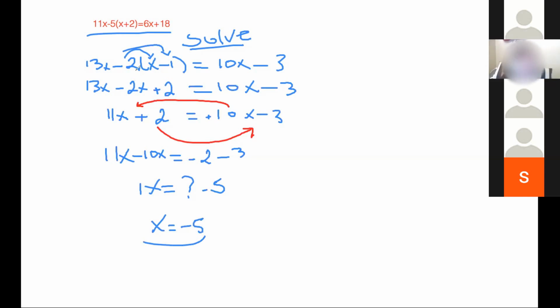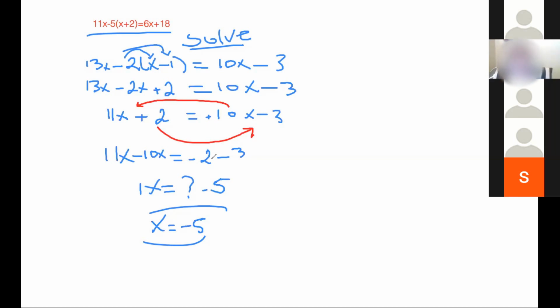Okay, let's recap. So the main idea: clear the parentheses, combine like terms here, combine like terms here. Once you simplified each side, like we did here, you want to move the x to one side. Make sure you change the sign as you move. And you want to move the number to the other side. Also, change the sign when you move to the other side. And then just combine the x's together, the numbers, according to the sign. And that's basically the solution to that equation, okay?